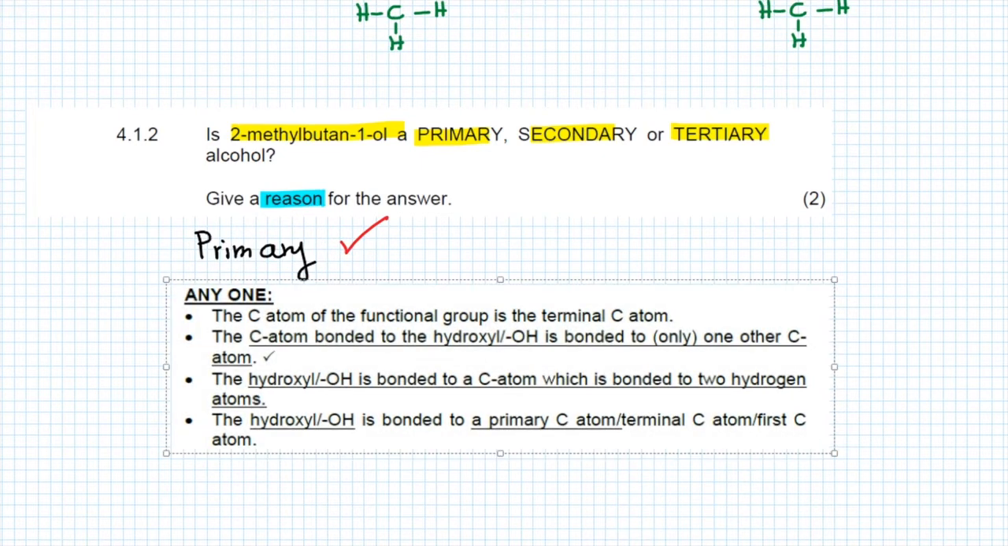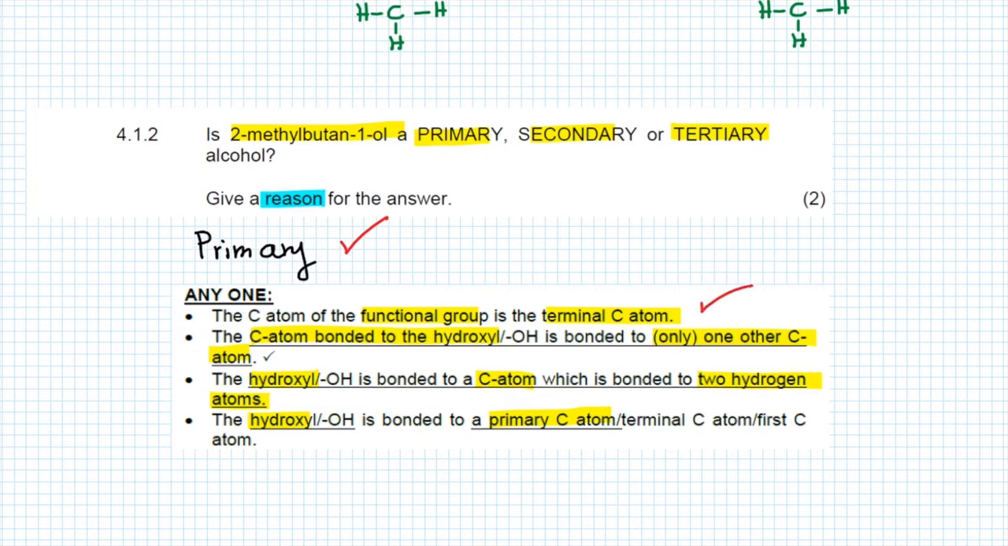and then we can give one of the following reasons. We can say that the carbon atom of the functional group is the terminal carbon atom. Or we can say the carbon atom bonded to the hydroxyl group, or OH, is bonded to only 1 other carbon atom. Or we can say the hydroxyl group is bonded to a carbon atom which is bonded to 2 hydrogen atoms. Or we can say the hydroxyl is bonded to a primary carbon atom. Any one of these would suffice for 1 mark. And that gives you your 2 marks for question 4.1.2.